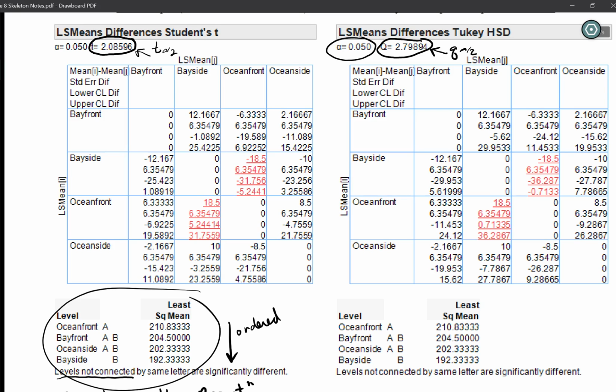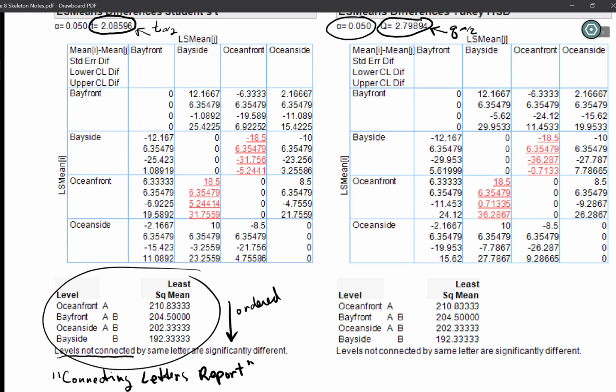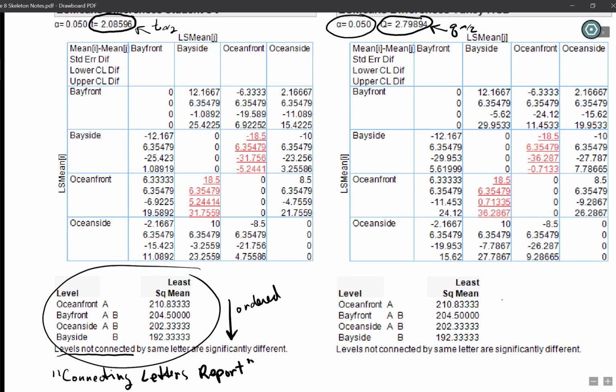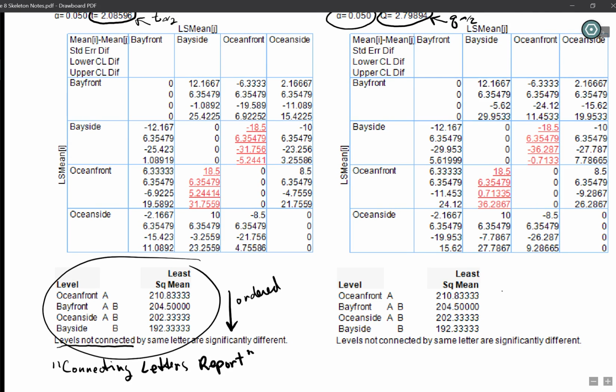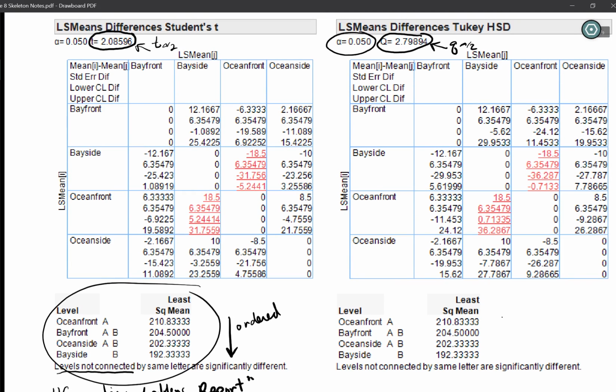Now, if you look here, we can look at the connecting letters report. Again, we read it the same way as Fisher's LSD. This connecting letters report actually looks the same as the one over for the Fisher's LSD. That's not always the case, but in this particular instance, it turns out to be the same. And also here we have the respective confidence intervals using Tukey's approach.